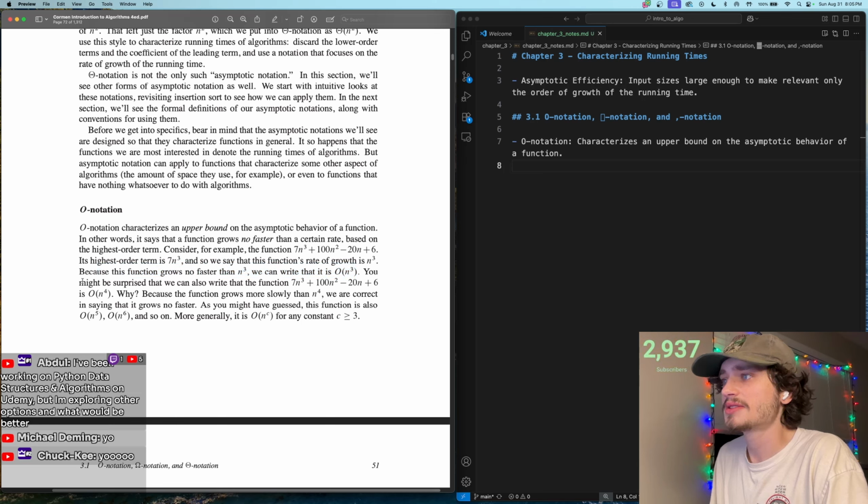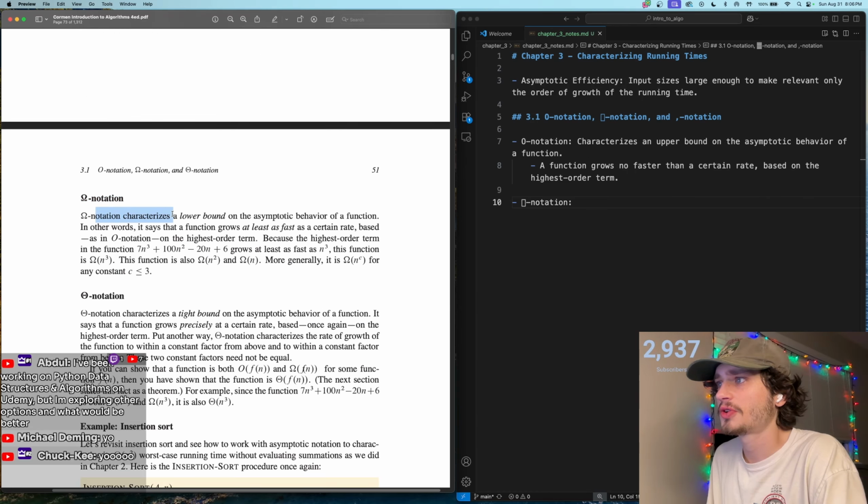You might be surprised that we can also write the function 7n cubed plus 100n squared minus 20n plus 6 as O of n to the fourth. Why? Because the function grows more slowly than n to the fourth, we are correct in also saying that it grows no faster. As you might have guessed, this function is also O of n to the fifth, O of n to the sixth, and so on, and more generally it is O of n to the c for some constant c greater than or equal to 3.